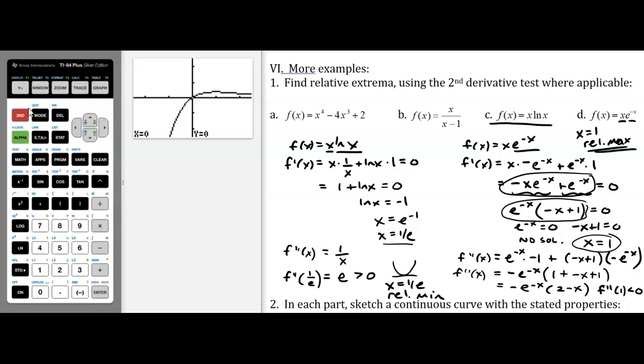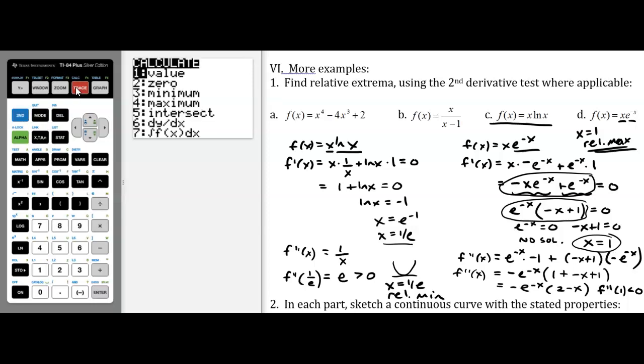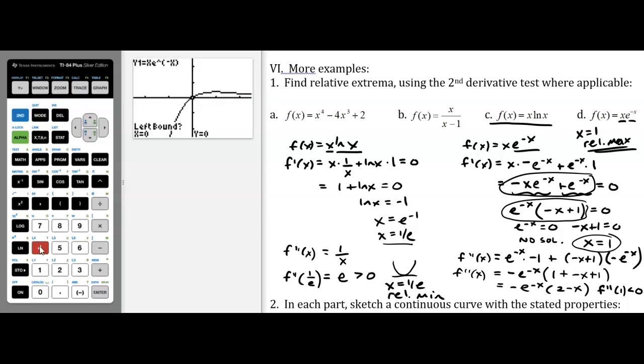We can confirm that by just saying second trace, maximum, that's number 4. Let's say a left bound of 0 and a right bound of 2. And let's just say guess, sure. Maximum x equals 1. So graphically it's confirming what we saw over here through the process called the second derivative test. Okay, so that's it for the second derivative test.